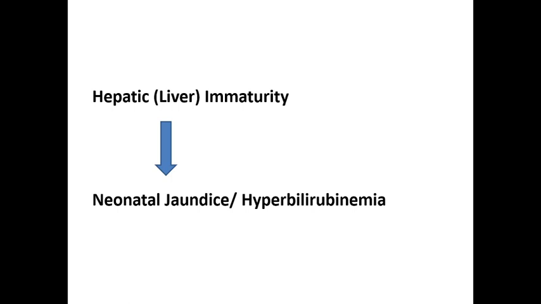So when there's an increased amount of bilirubin in blood, this causes the white portion of the baby's eye, that is the sclera, to be yellow in color, and also the skin gets a yellow discoloration. So this condition is called neonatal jaundice or neonatal hyperbilirubinemia. So this neonatal jaundice or neonatal hyperbilirubinemia therefore results from immaturity of the liver.